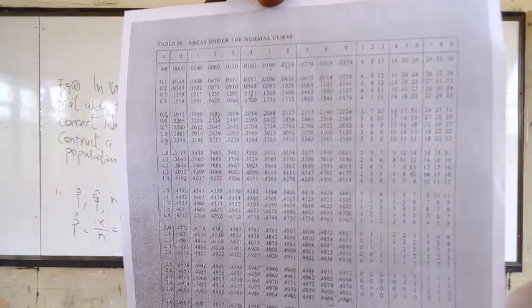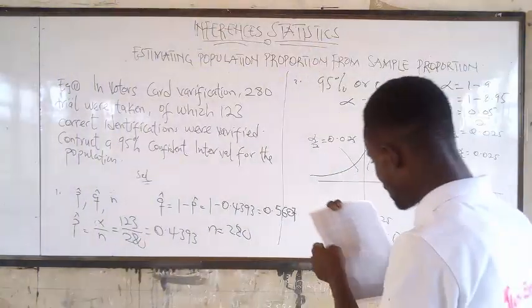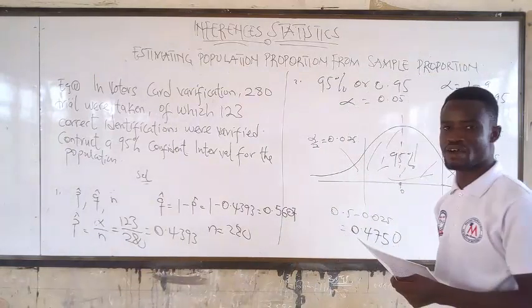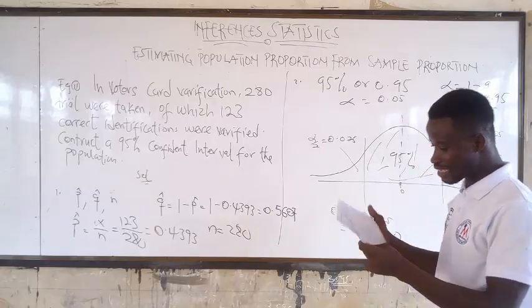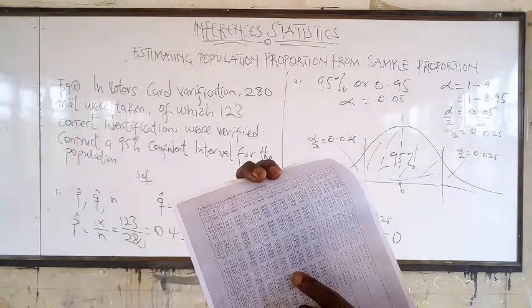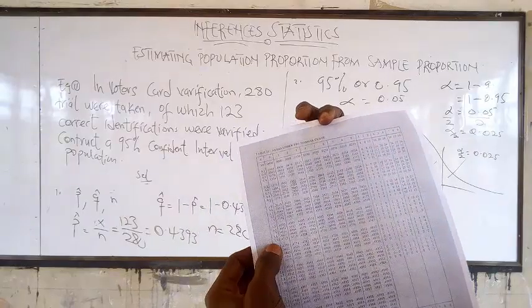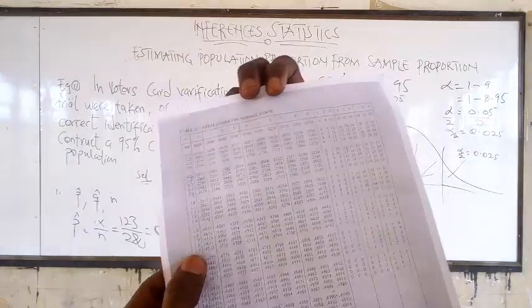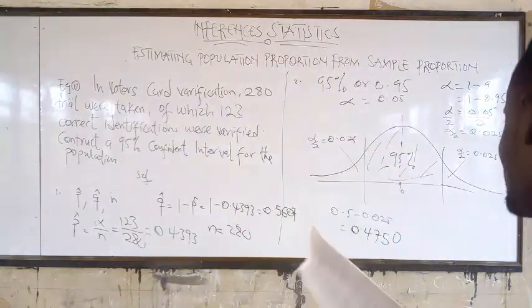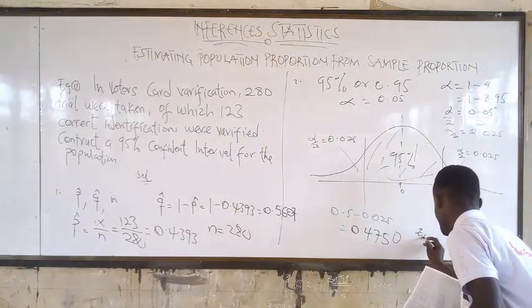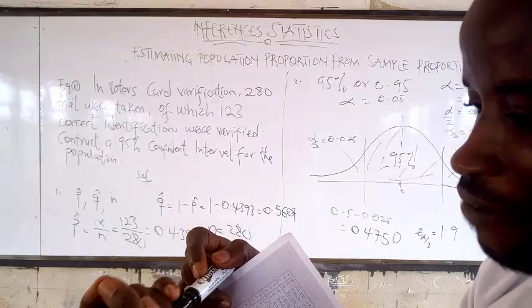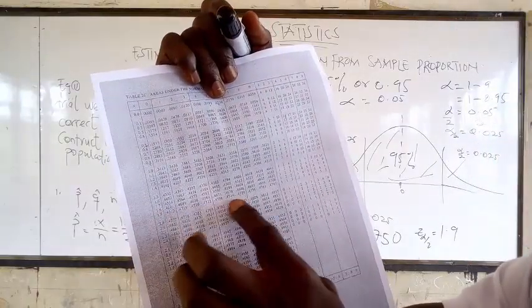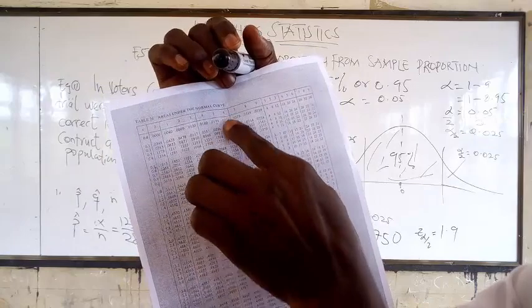I hope you can see it. So the 0.4750 is the same as what we have here. Adding the zero or without adding the zero is the same thing. So you check where that is, and at your row here, the number we have is 1.9. So this is the z alpha over 2 row, 1.9.